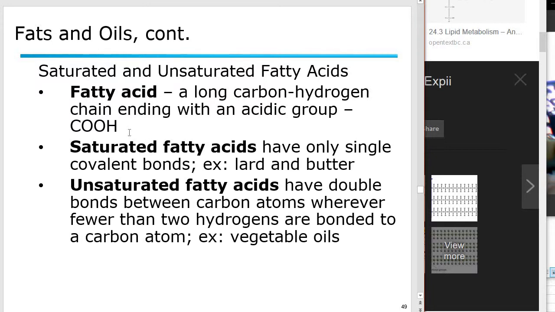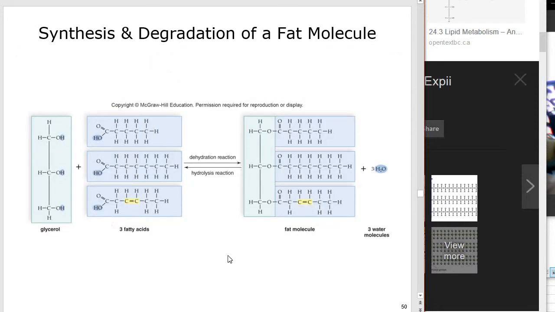Within triglycerides, we have what are called saturated and unsaturated fats. These have to do with the number of covalent bonds. Saturated fats only have single bonds, and these are generally solid at room temperature, like lard and butter. Unsaturated fats have double bonds, and these become oils, because those double bonds create a little kink in the molecule that makes it so they can't pack tightly together, so they're liquid at normal room temperatures. So liquid, oils, unsaturated; solid, fat, saturated.